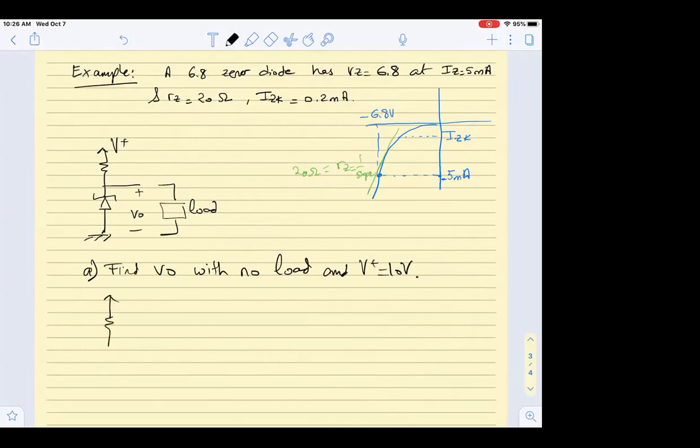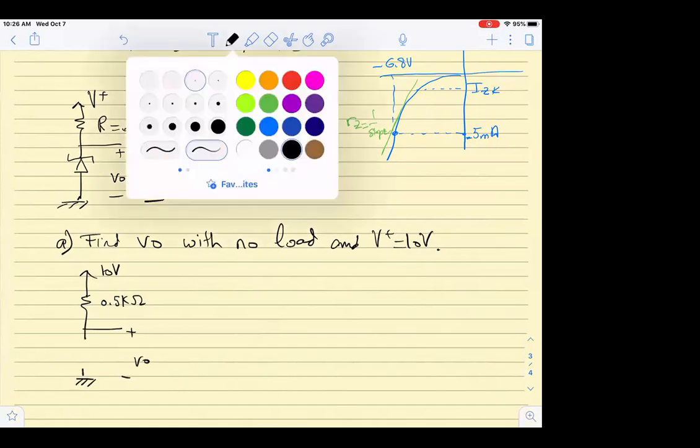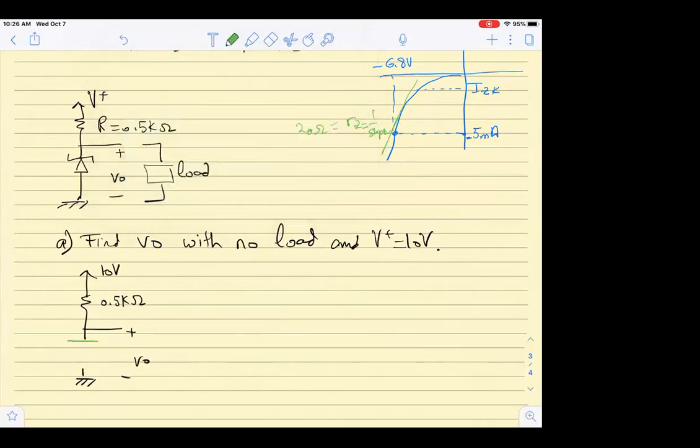Okay, so here we have a resistor. It is given to be equal to 0.5 kilo ohms. And in this problem I have 10 volts, and then this is V out from here to ground. In between V out I have the Zener diode, and I don't have any load. So the first thing we are going to do is replace the diode by VZ0 and RZ. Now RZ I know is 20 ohms.